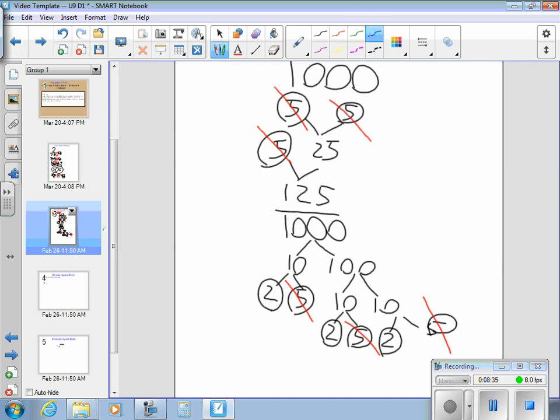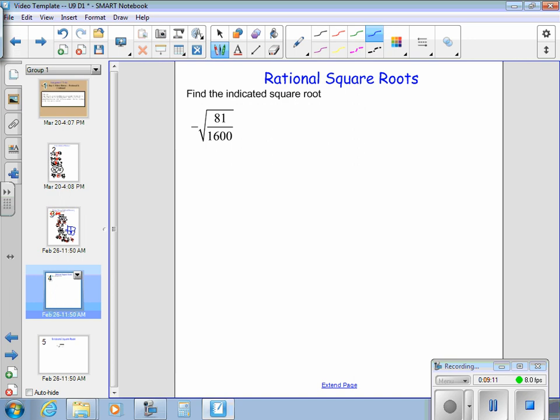On the top, everything canceled, so I'm left with a 1. On the bottom, the 5's all canceled, but I'm left with 2 times 2 times 2, which is 8. So my answer, in its fully reduced form, 125 thousandths, is 1/8, which happens to be a fraction that people who work with engines would know. 125 thousandths of an inch is the same thing as 1/8 of an inch. And we deal with that fraction from time to time if you work with machining and rebuilding engines and stuff.